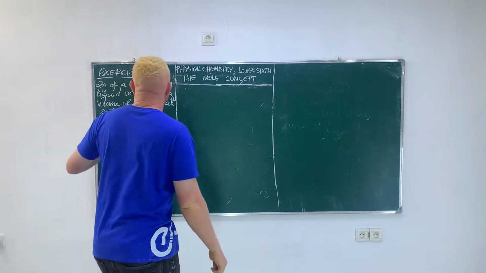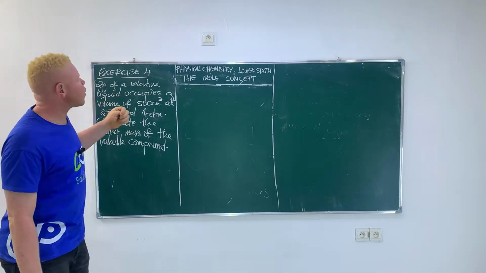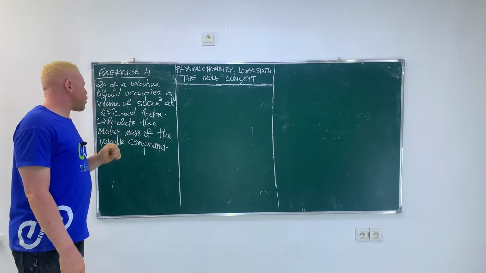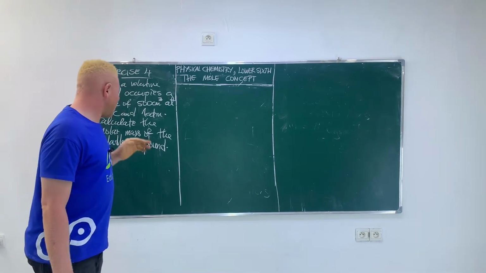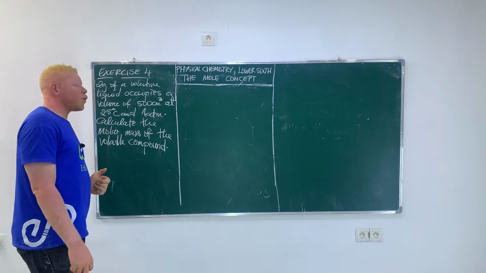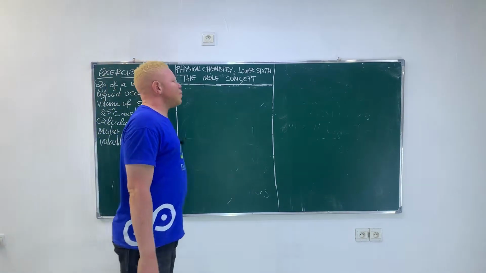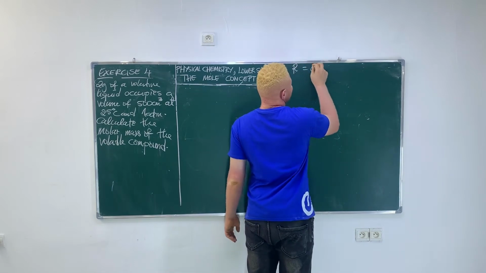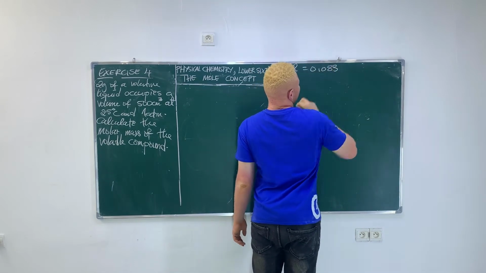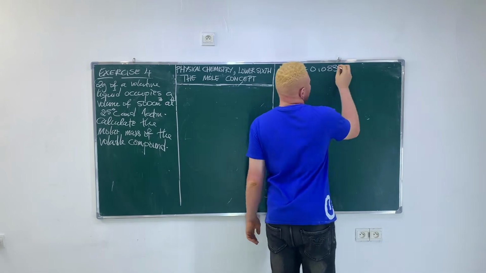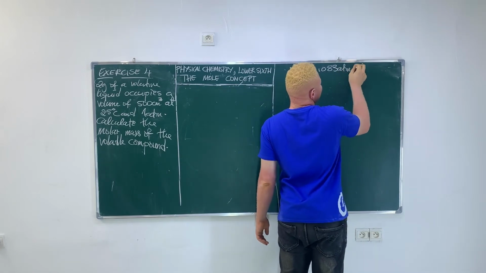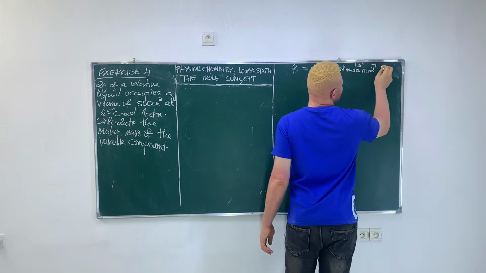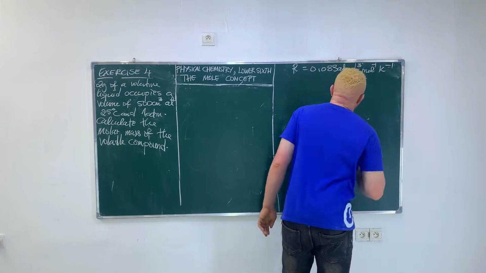We have 2 grams of a volatile liquid occupying a volume of 500 cm³ at 25 degrees Celsius at 1 atmosphere. Calculate the molar mass of the volatile liquid. The ideal gas constant has been given to you as 0.083 atmosphere dm³ per mole per Kelvin.